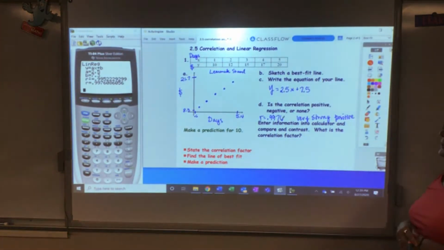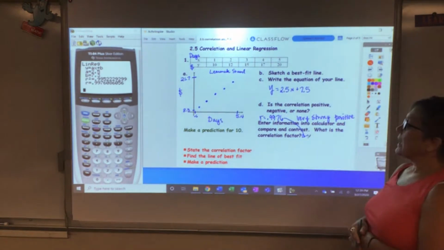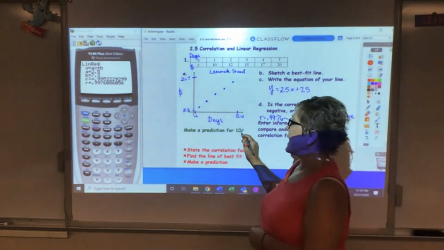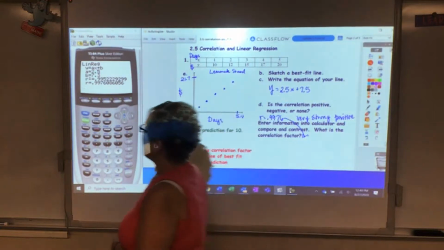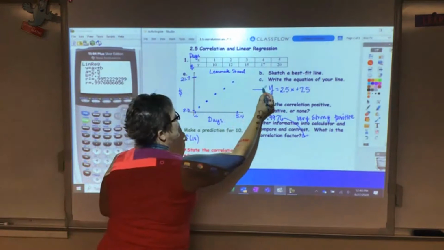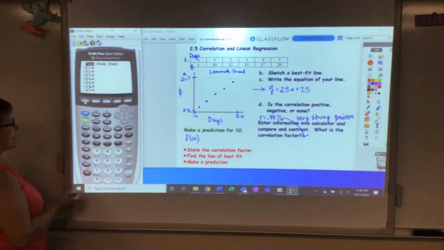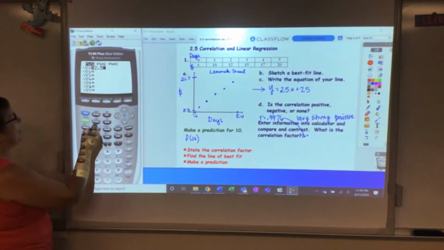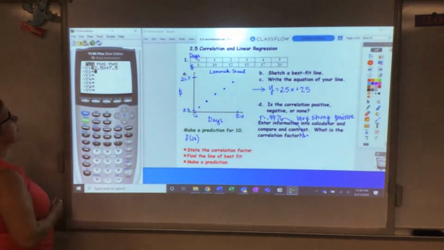Then it says, enter the information into the calculator and compare and contrast. Well, what is the correlation factor? I already have that. Make a prediction for 10. So I am looking for f of 10. So I need to put this equation into the calculator. So I press my y equals. And I can just type that equation. 2.5x plus 7.3, enter.